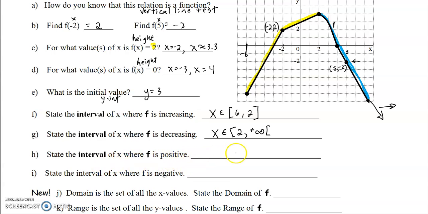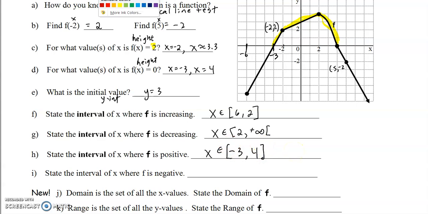State the interval where the function is positive. So where is the function positive? Whoops, I'm going to put that in yellow again. So yellow is going to represent where the function is, colorblind teacher here. So yellow is going to be going over the x-axis, or higher than the x-axis. That's where my function is positive. And you give me the x values for that, from -3 until 4, and we're going to include both endpoints.